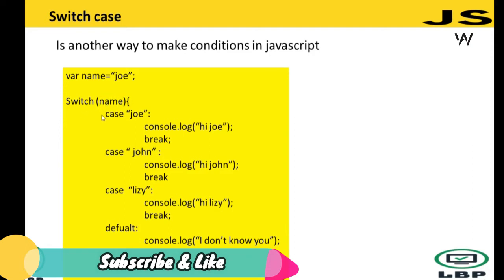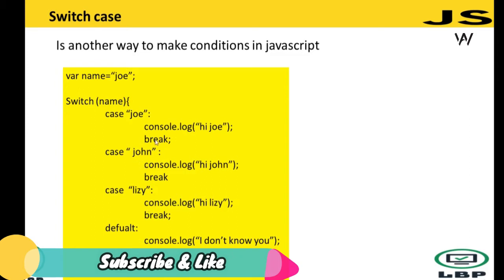In the first case I will see if the name is equal to Joey. In the switch case we just test the equal sign. Remember this. So case Joey means if the name equals Joey. This is the same thing as if the name equals Joey. If I type here console log hi Joey, this is like if name equals Joey. And I type this word break. Break means go out from this, don't continue.